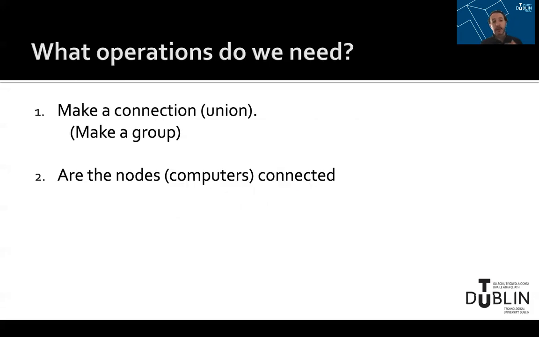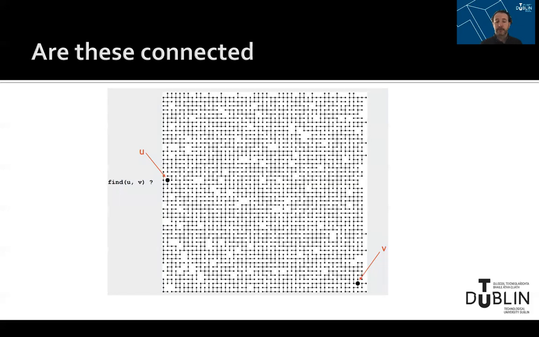So now, are the nodes connected? If 2 nodes are connected, then we don't have to connect them again. If 3 nodes are connected, we don't have to connect them again. If 4 nodes are connected, we don't have to connect them again. So are these connected? Can you see it? Maybe you can't, maybe you can.